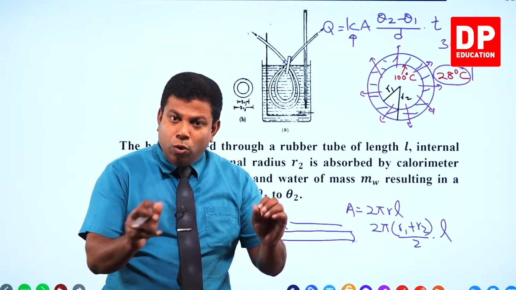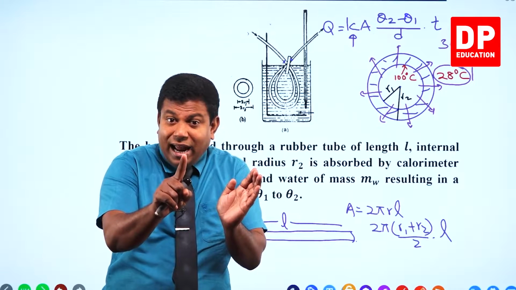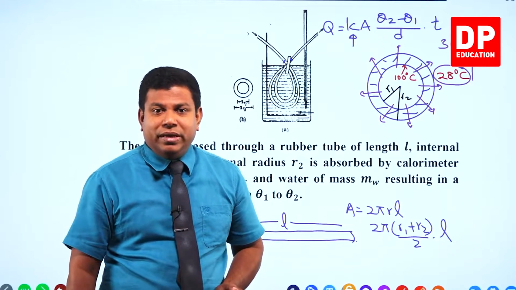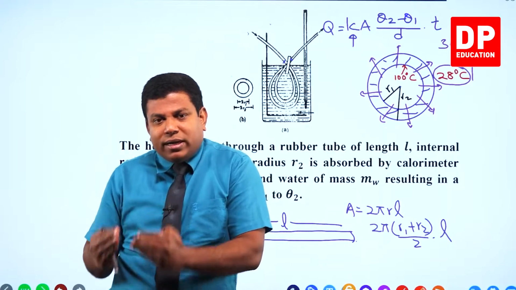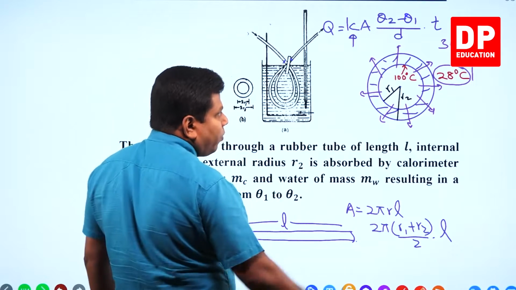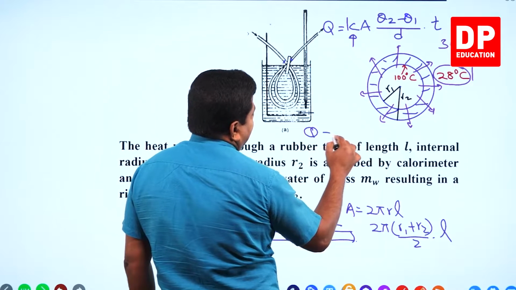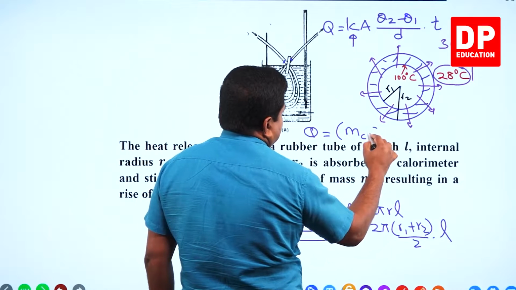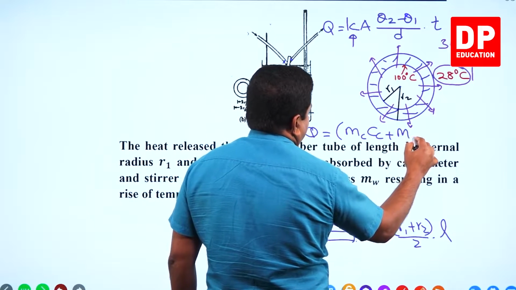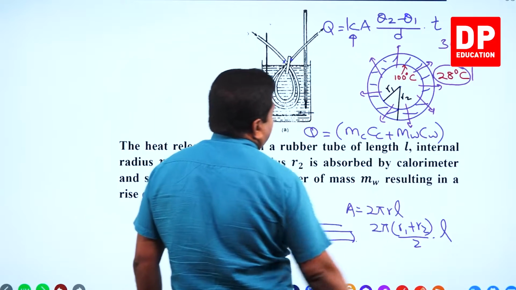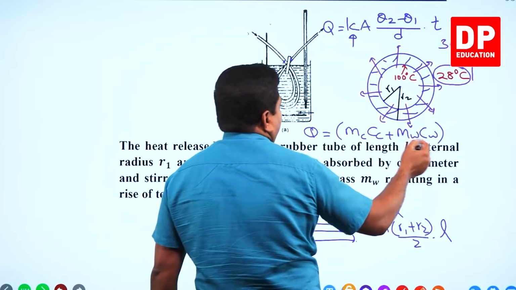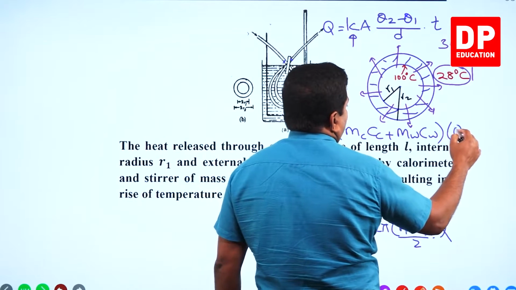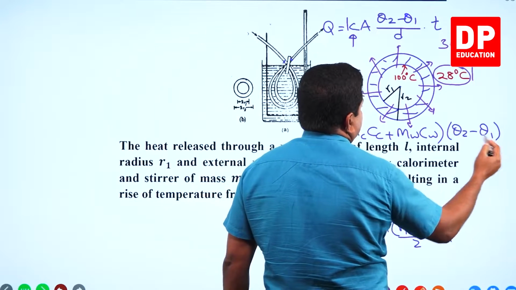Now what do we do? Who gains this heat? Water and calorimeter. So how do we write the formula for the heat gained by water and calorimeter? Water and calorimeter gained MC CC plus MW CW. This is the heat capacity of both. This is for the calorimeter, this is for the water, into theta 2 minus theta 1.